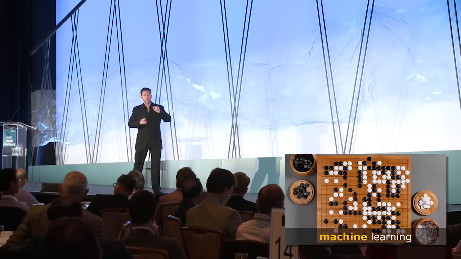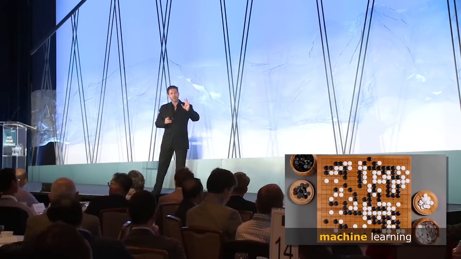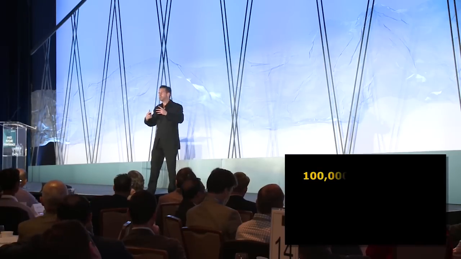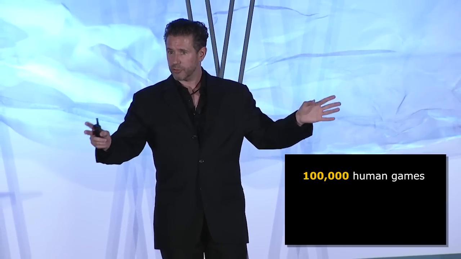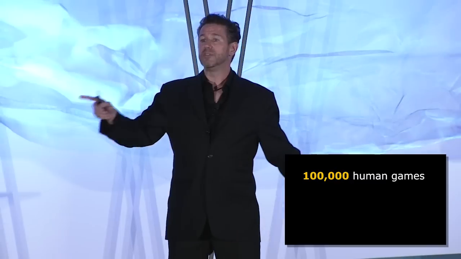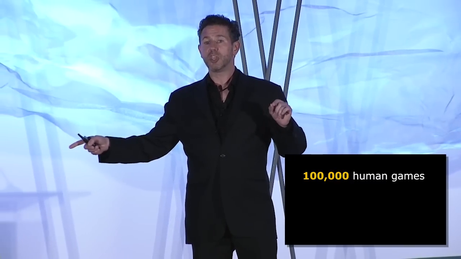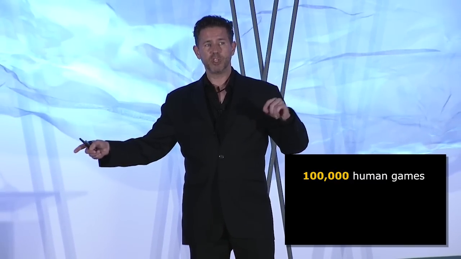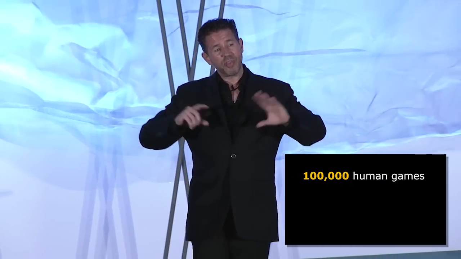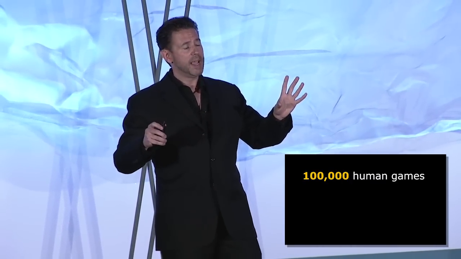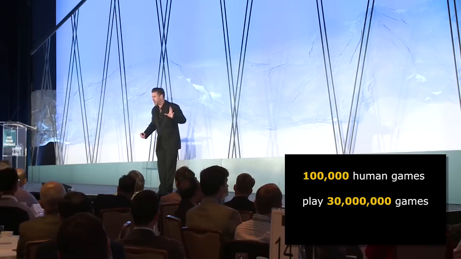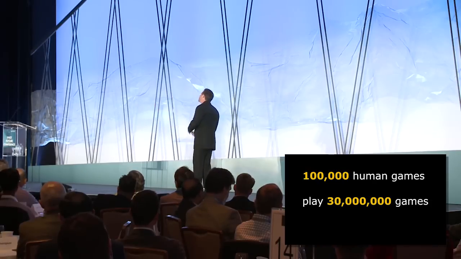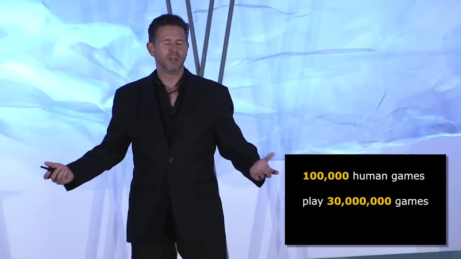So here's what they did. This is incredible. They built the platform, and they initially gave the platform 100,000 human games that had been recorded from contests or whatever. And the objective for the platform was to mimic human behavior. Then, and this is where it gets crazy, with that knowledge that the platform had, they allowed the computer to play itself 30 million times. Way more than any human could possibly play in a lifetime.